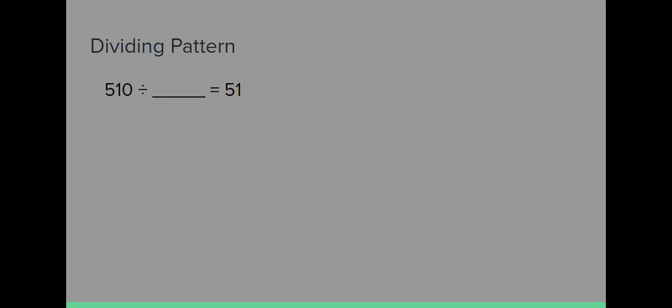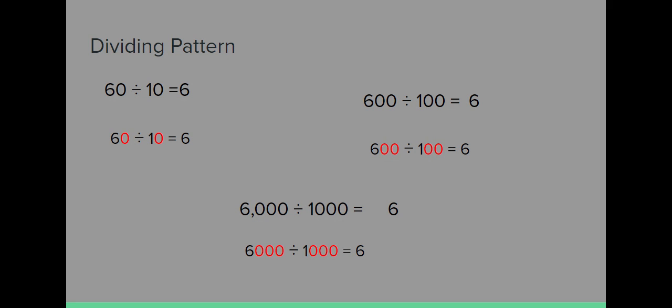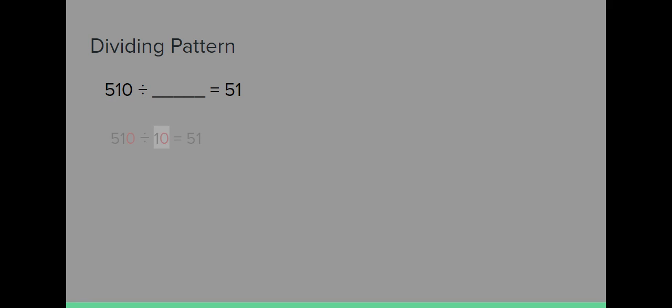So let's look at our dividing pattern more. If we have 510, what would we divide by to get 51? Well, if you look at our last screen, you would hopefully see that if we divide by 10, we're removing one place value. So that gives us 51 as an answer, and 10 is what we divided by.